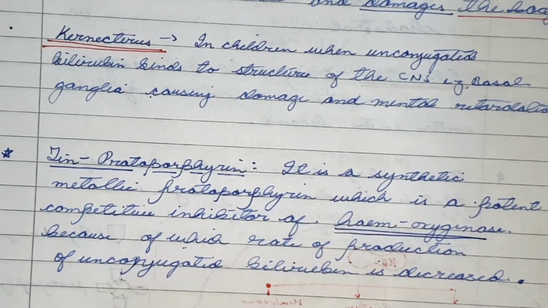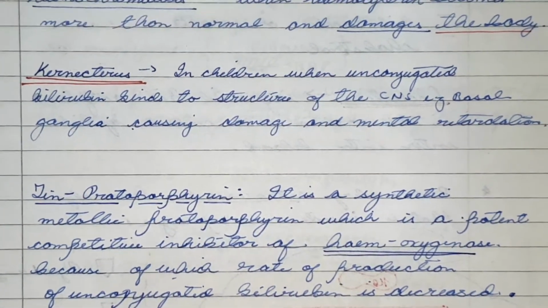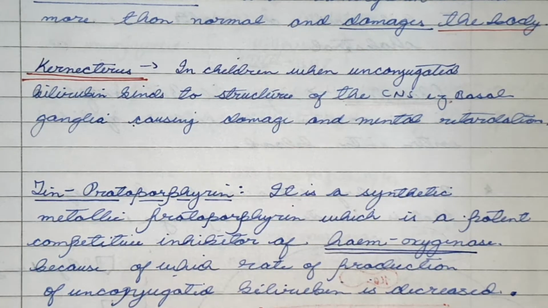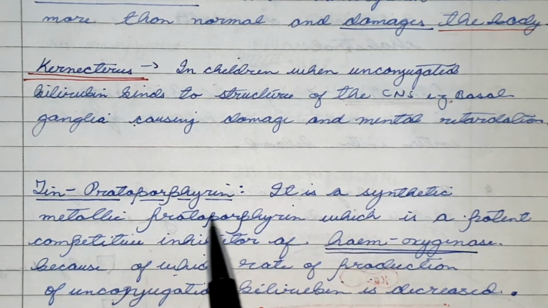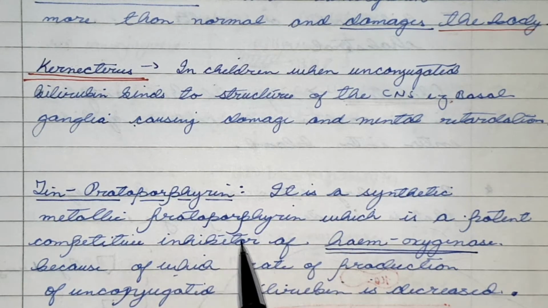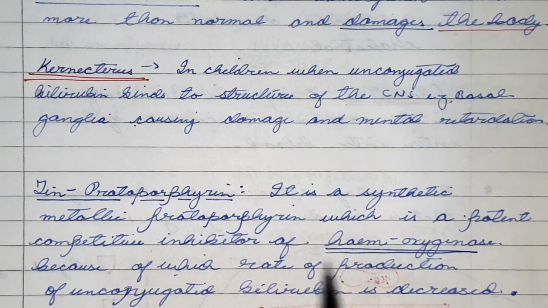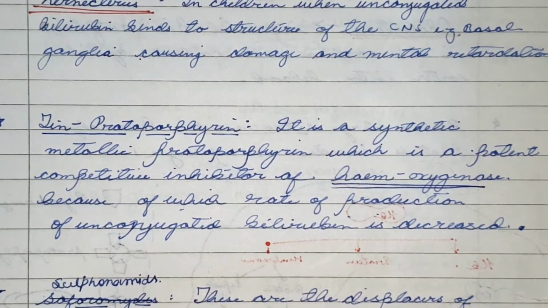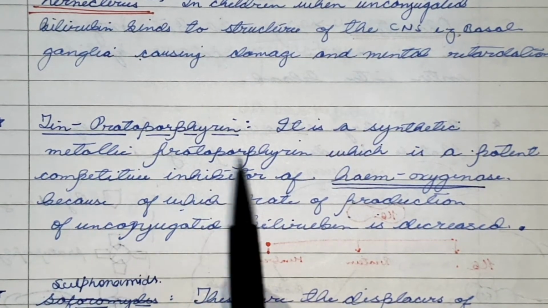Now what we can do for treating the patient, if their bilirubin level is very increased, is give them tin protoporphyrin. It is a synthetic metallic protoporphyrin which is a potent competitive inhibitor of heme oxygenase, because of which the rate of production of unconjugated bilirubin is decreased. So if a person is producing a lot of bilirubin in the body, we can give him tin protoporphyrin.